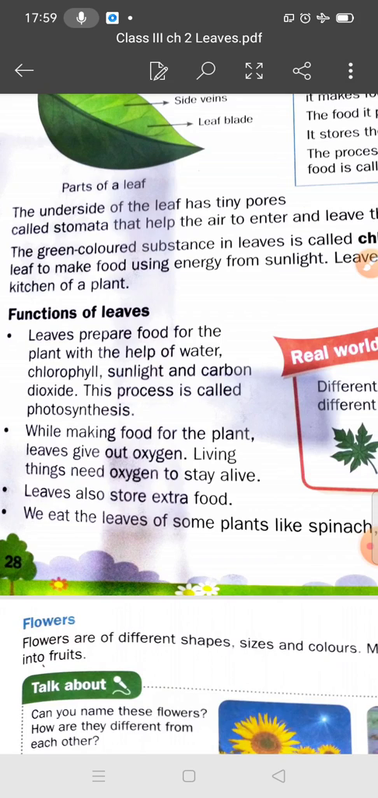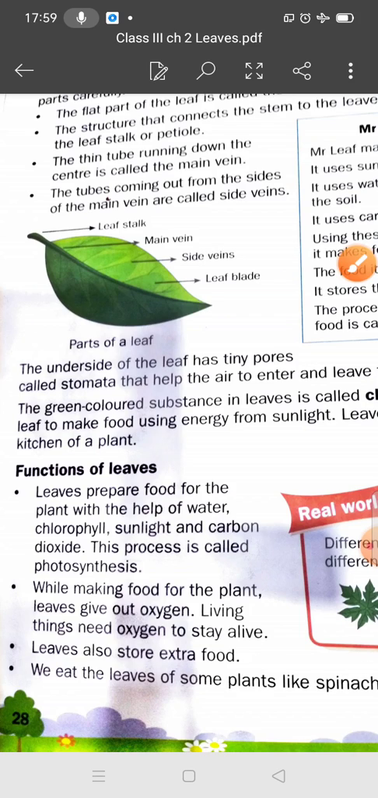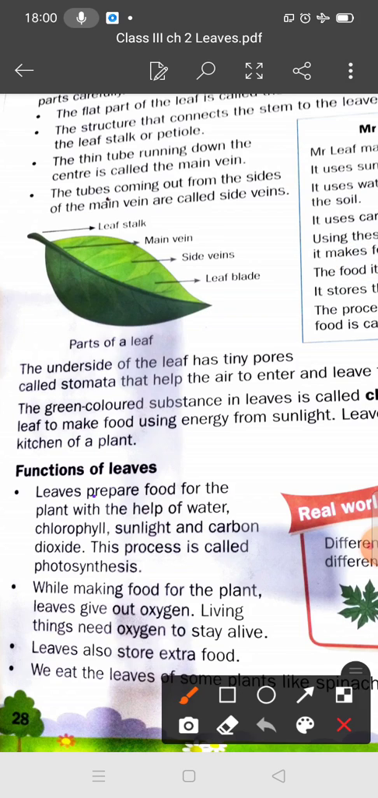You know, student, which part of a plant is the kitchen of a plant? Yes, student, the leaf. Why are they the food factories or kitchen of the plant? Yes, because they prepare food for the plant with the help of water, chlorophyll, sunlight and carbon dioxide.